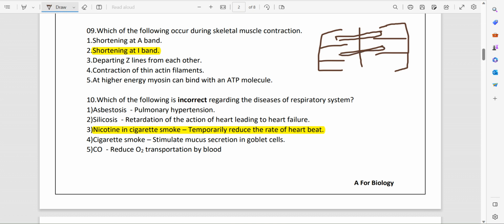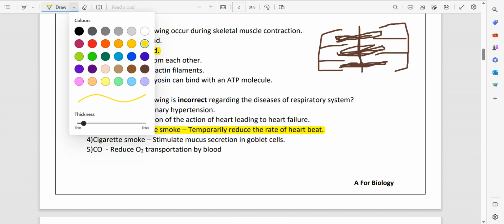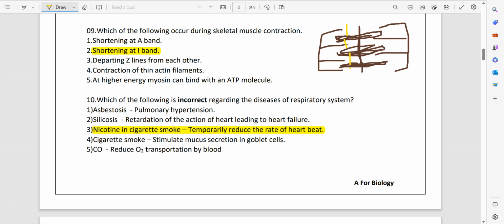So there are different zones or bands here: the I band, H zone or H band, and A band, but in our syllabus they have not mentioned it, so I will simply explain this. This is the I band, this is known as the M line, and this is the H zone, only with thick filaments. So this one I have colored them. The one single line would be the thin filament.